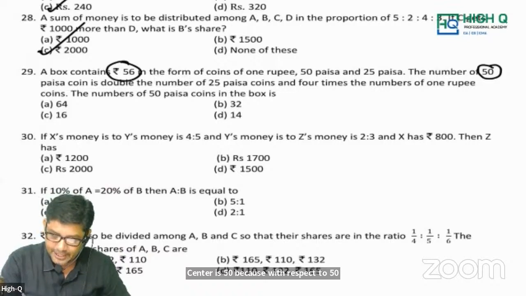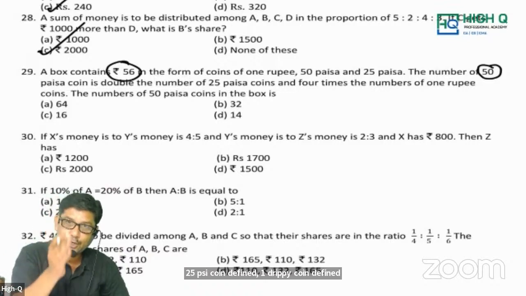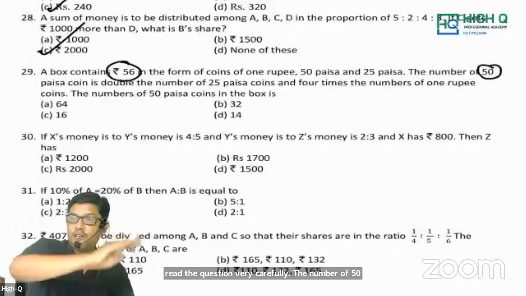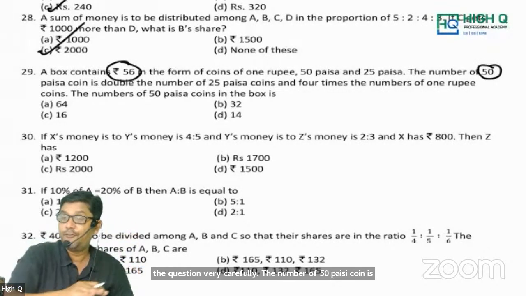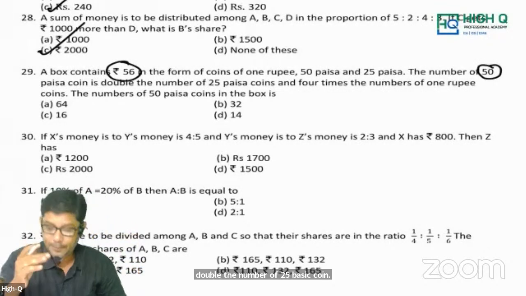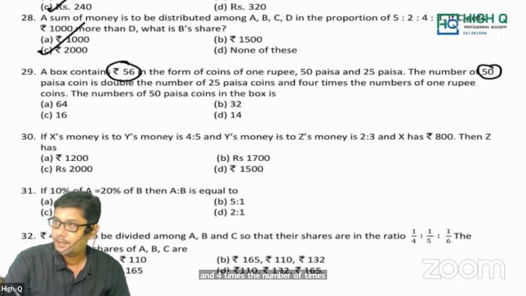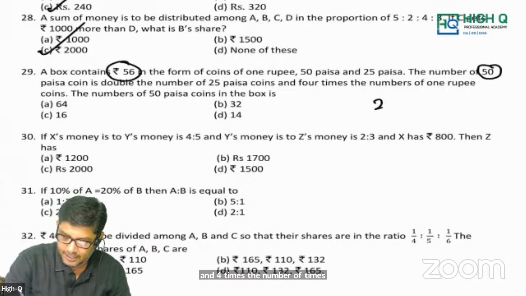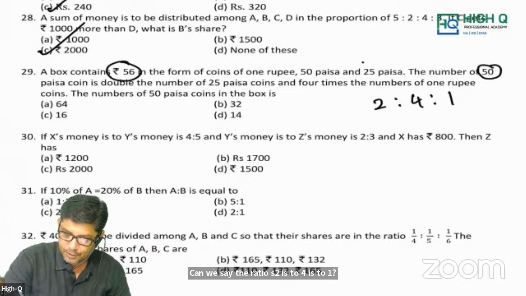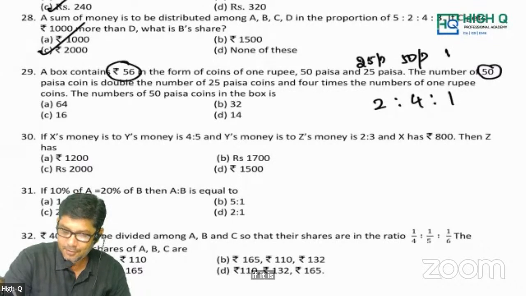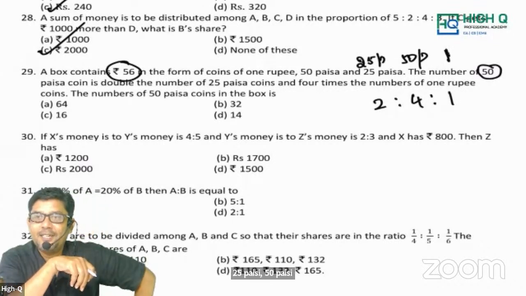Read the question very carefully. The number of 50 paise coin is double the number of 25 paise coin and 4 times the number of 1 rupee coin. Am I right, my dear? Can we say the ratio as 2 is to 4 is to 1, for 25 paise, 50 paise, and 1 rupee coin? Is this right or not, my dear?